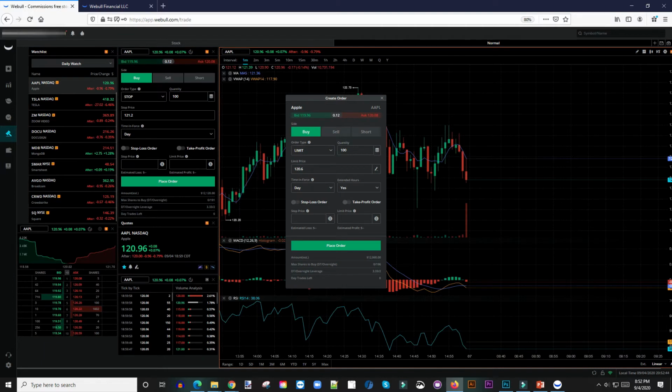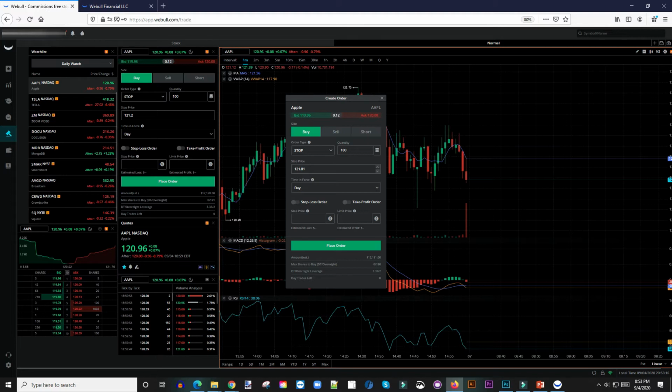Okay, so I put my order at 120. My stop order, I guess, switches to stop. So if I put my stop order at 121, when the price gets to 121, it's going to trigger a market order, which is going to execute at the best available price. So it doesn't mean that the stop order is going to stop at exactly that price. When it gets to that stop order, it's going to trigger and convert to a market order.